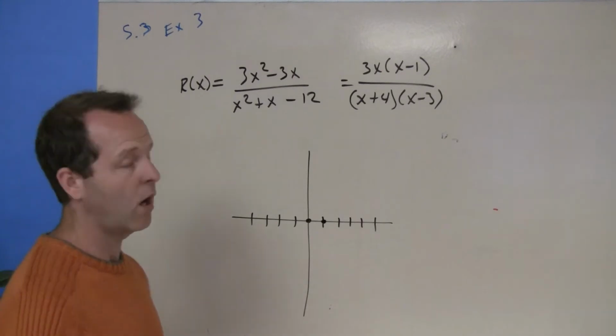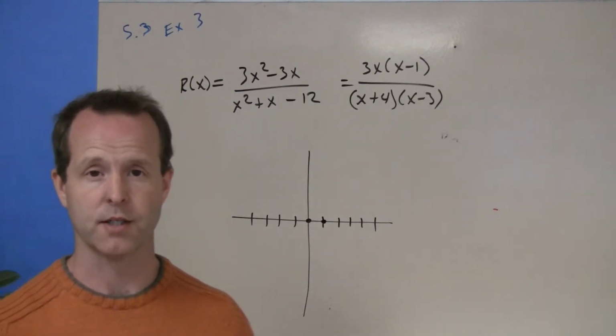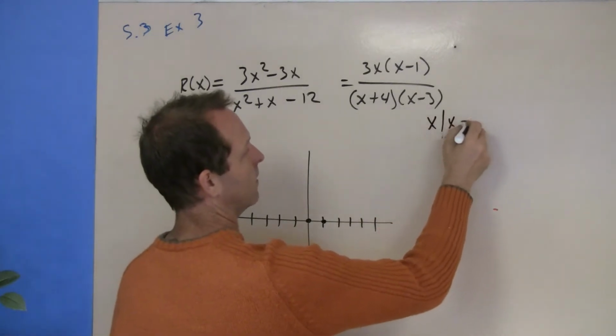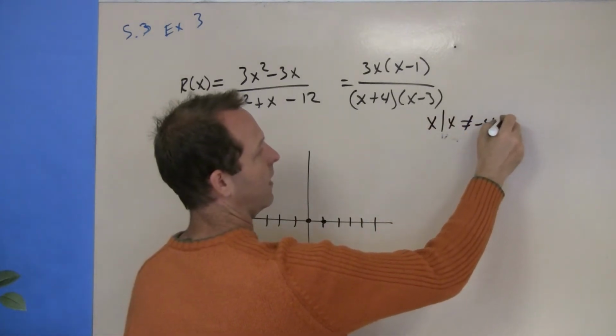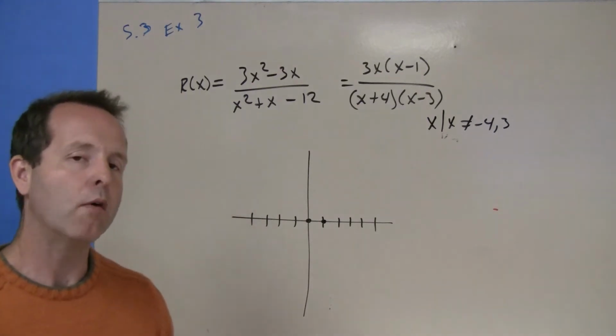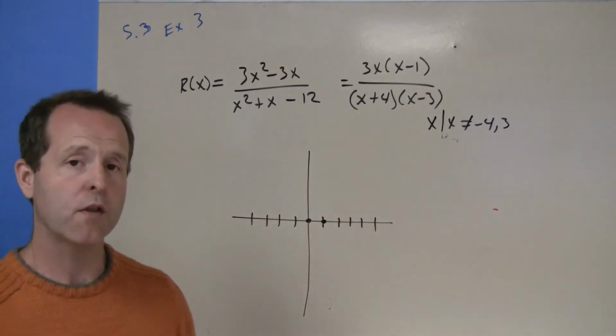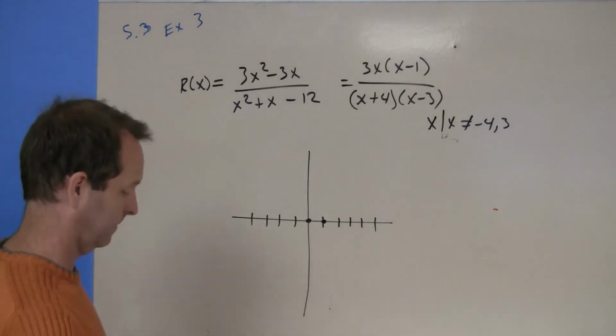The denominator will also tell me where I have some domain restrictions. And I have domain restrictions at the points -4 and +3. And both of those, since none of these factors canceled out when I did a reduction, both of those are vertical asymptotes.